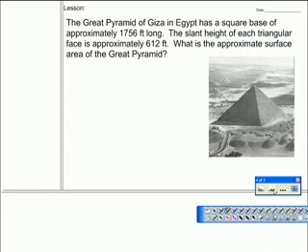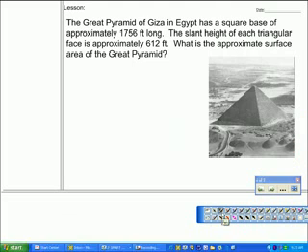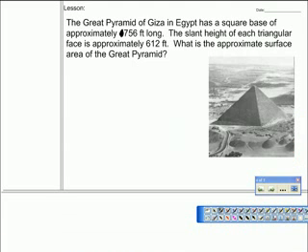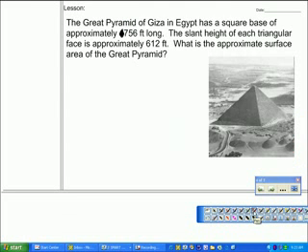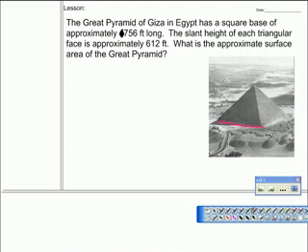For a pyramid, how would we do a pyramid? Well, here's an example of a pyramid, and I was told that this is wrong. Should be 756 feet long. Okay, so this is the Great Pyramid of Giza in Egypt. It says the square base here is 756 feet long, so all the way around it's 756.